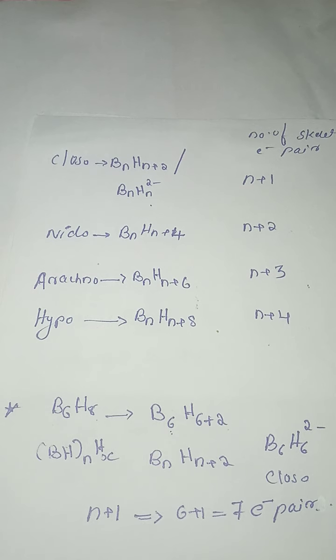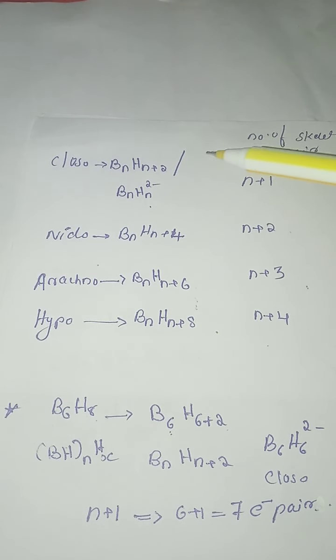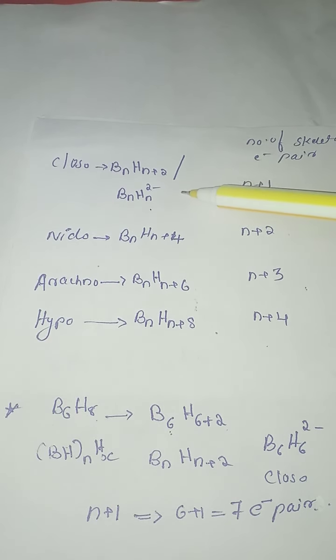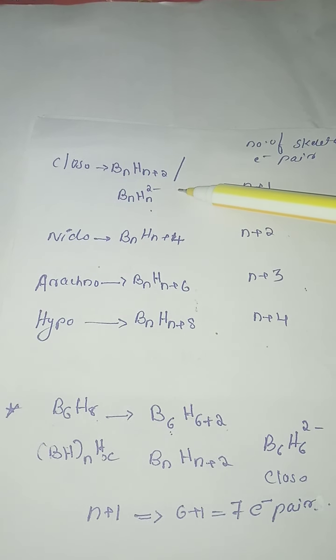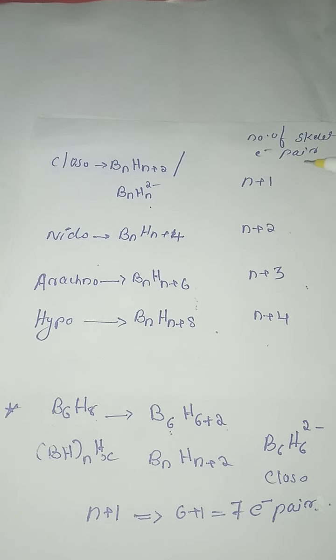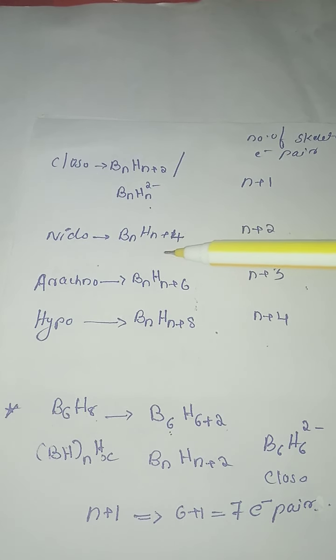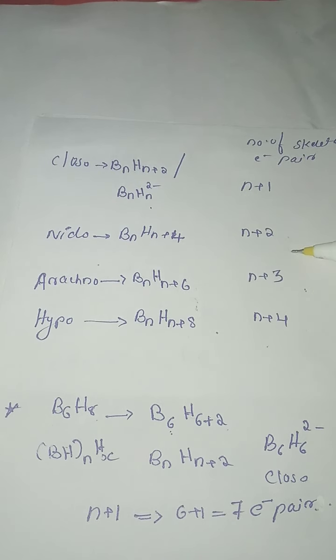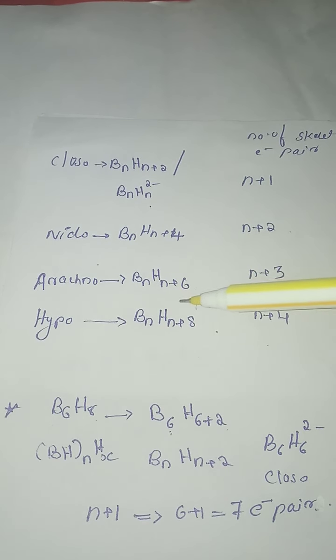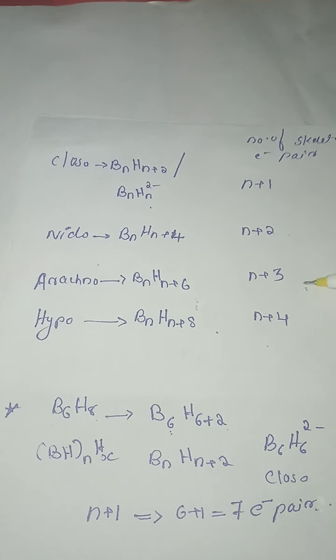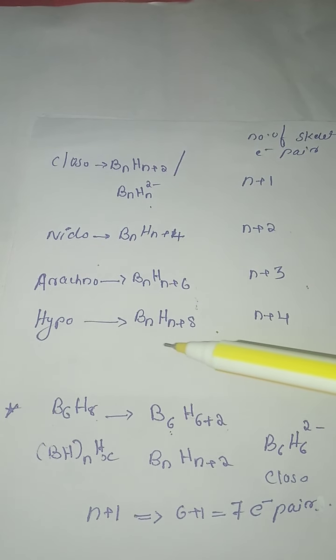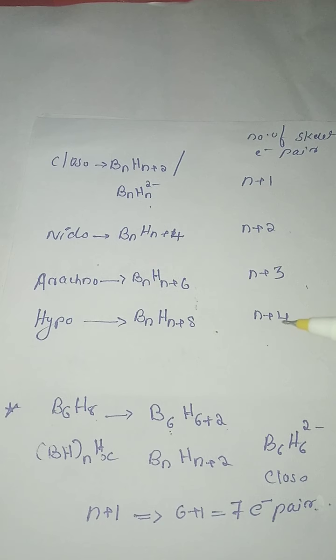Today we are discussing how to classify the boranes into closo, nido, arachno and hypoboranes. The general formula for closo borane is BnHn+2, or we can write BnHn 2-, and the number of skeletal electron pairs is n+1. In nido, BnHn+4 and n+2. Arachno, BnHn+6 and n+3, and in hypo, BnHn+8 and n+4 skeletal electron pairs.